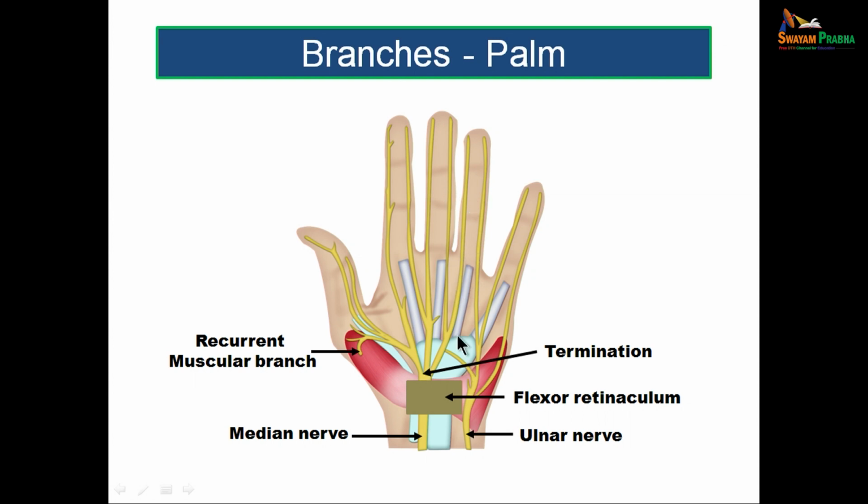So, with this you have seen the sensory supply of median nerve to the lateral 3.5 digits and also the 3 muscles which are present here in the thenar group, and also the first and the second lumbrical. So, that is the nerve supply of median nerve in the hand.